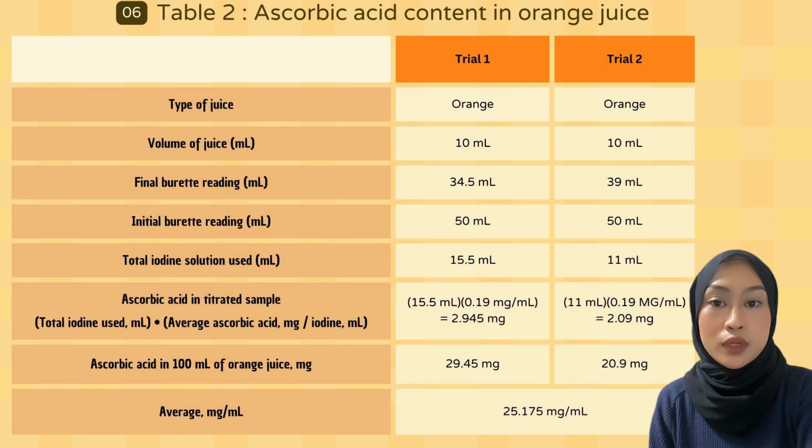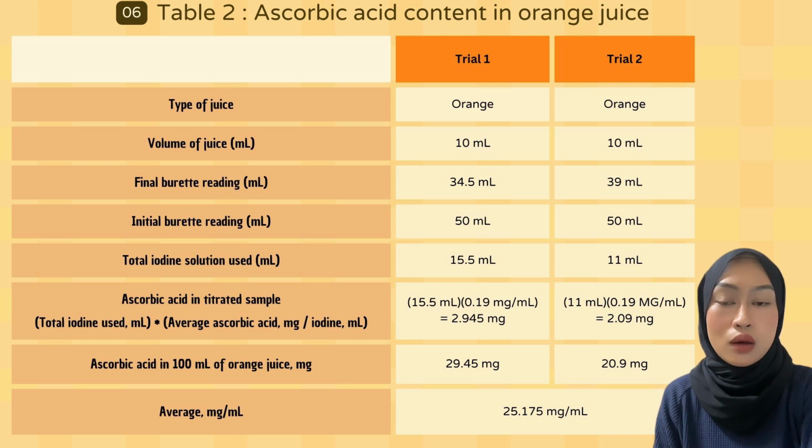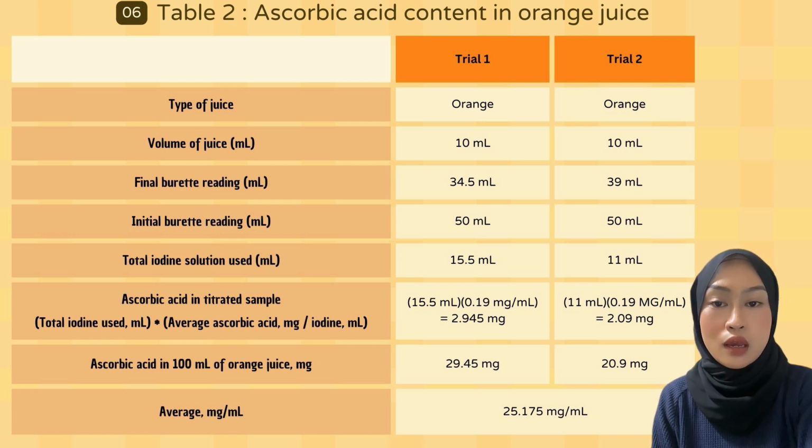Next, table 2. The data shows the value of titration in order to determine the value of ascorbic acid content in orange juice. In this titration, we use 10 ml of orange juice for each titration. After the results were obtained, the average amount of ascorbic acid contained in 100 ml orange juice was 25.175 mg per ml.